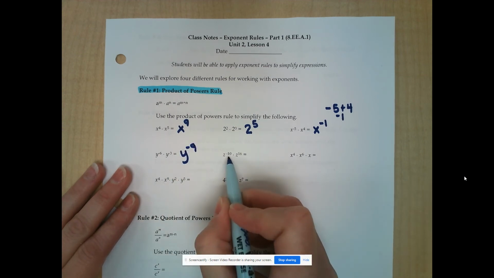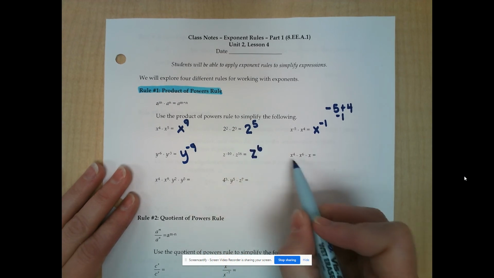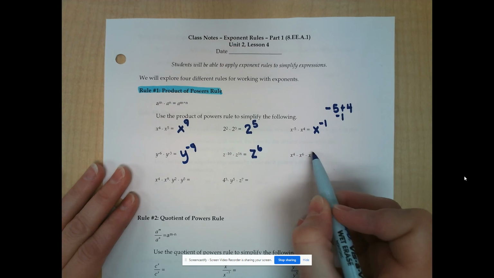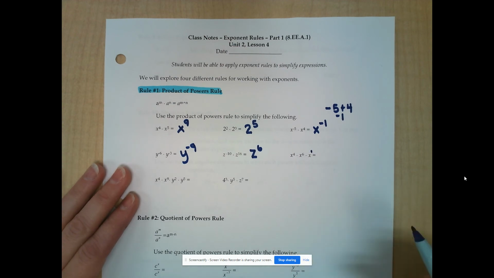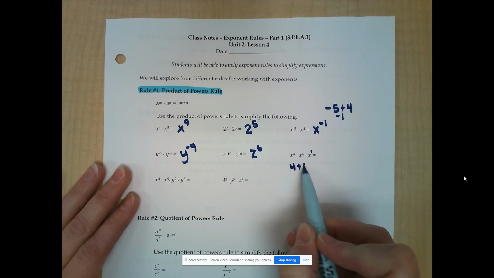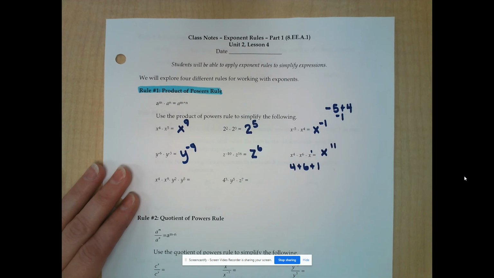Z to the negative 10th times z to the 16th. Negative 10 plus 16 would be z to the 6th. Now, if you have more than one, you simply add them all together. But this last one is the one that sometimes catches people. It's an x, and it has no exponent. Well, it actually does. It's an x to the first. And we don't usually write it because we don't need it. It's just 1x. But when we're going to add all those exponents together, we have to add the 4 and the 6 and the 1 to get x to the 11th.